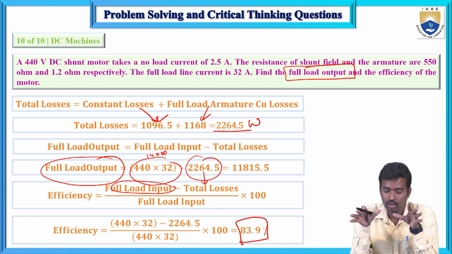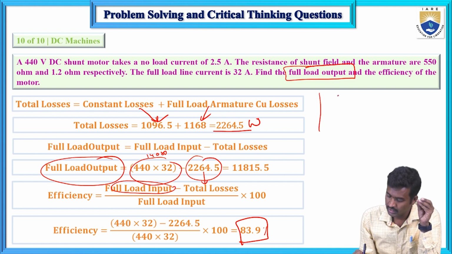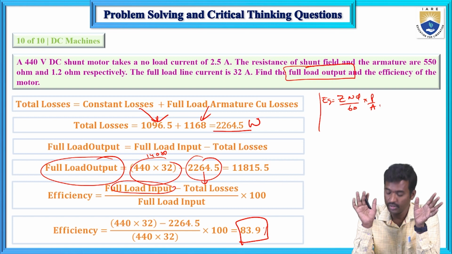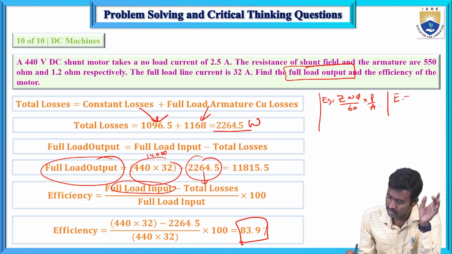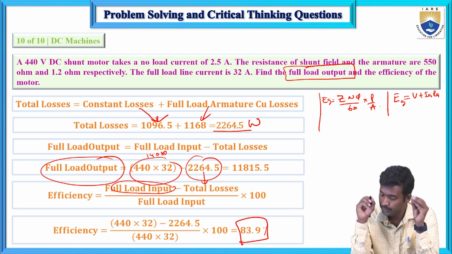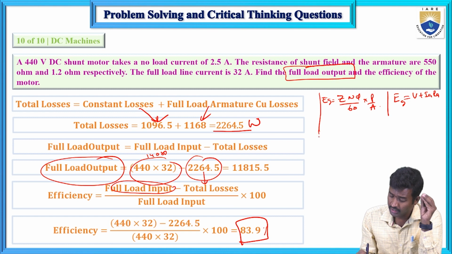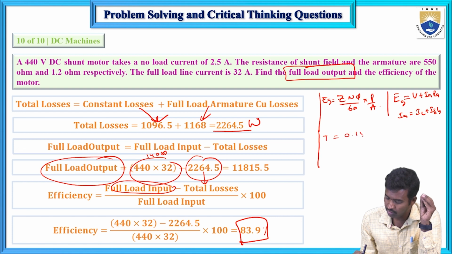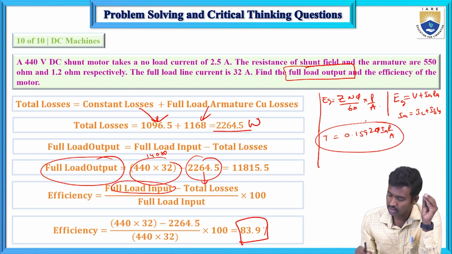Now in this module, keep it in mind, EG equals ZNφ by 60 into P by A. These are most important problems I am giving you. And for the generator case, EG equals V plus IARA. And if they give voltage drop, brush contact drop, add that voltage drop. And next, IA equals IL plus ISH. And next, for motor case, torque equals 0.159 Zφ IA into P by A. So this is the DC motor torque equation. In that case, EG equals V minus IA RA and IA equals IL minus ISH.